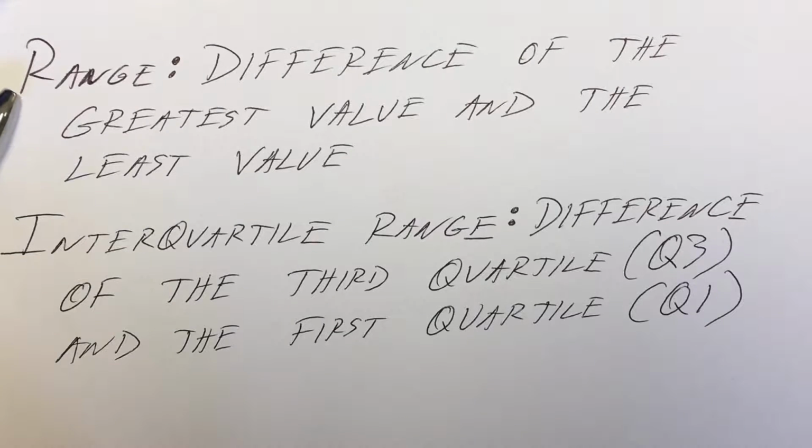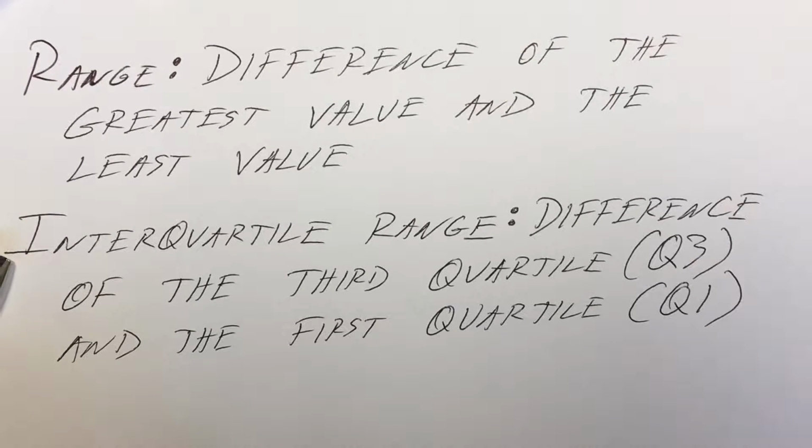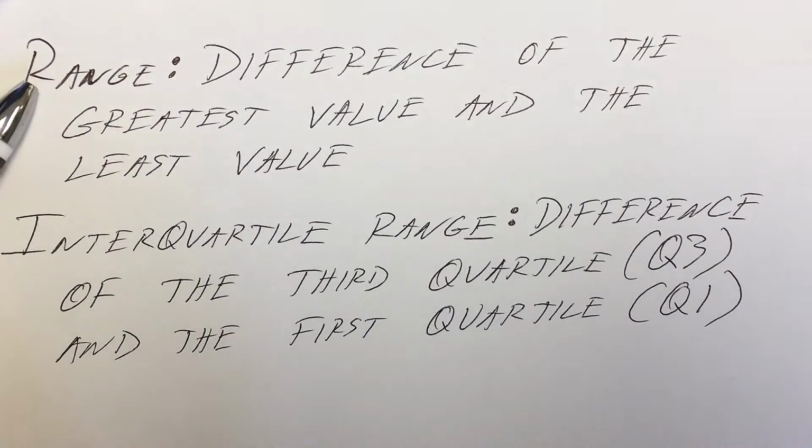Two definitions, range and interquartile range. Range is the difference of the greatest value and least value, which is also the difference between the maximum value and the minimum value.